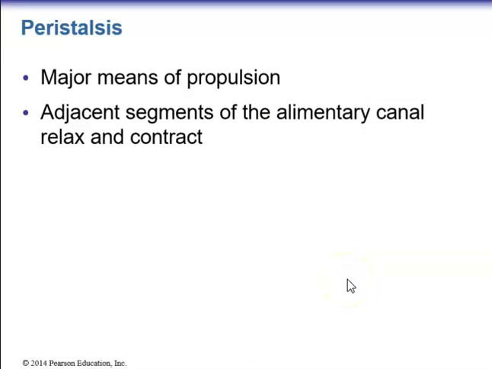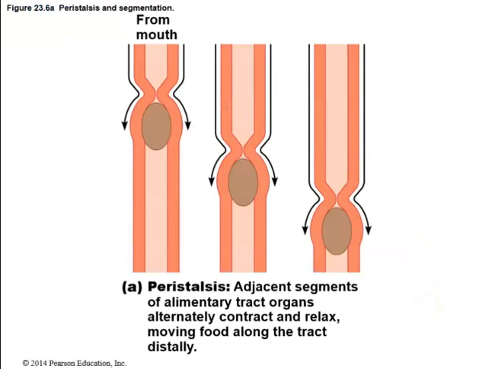So peristalsis is a major means of propulsion. Adjacent segments of the alimentary canal will relax and contract to help move food throughout this tube. So adjacent segments of the alimentary tract organs will alternatively contract and relax, moving food along the tract distally. And of course, we have that layer of smooth muscle within our gut to aid in this movement.